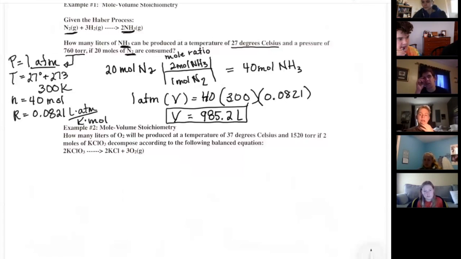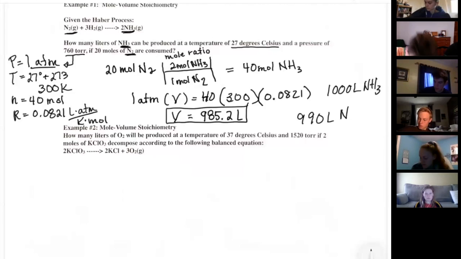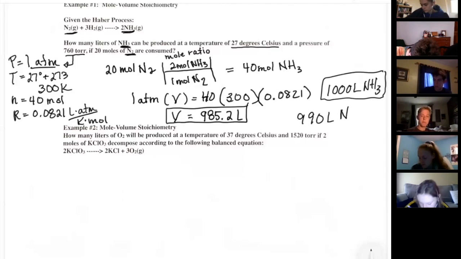I have a question. Okay. Do we not use sig figs? You should always practice sig figs. So in this case, it would be 990 liters. Wait, isn't 20 moles 1 sig fig? Oh, you're right. So it'd be 1,000 liters. That would be appropriate sig figs. It's always good practice. I am not grading on sig figs, but you should always practice using them. Okay, so that's that one.